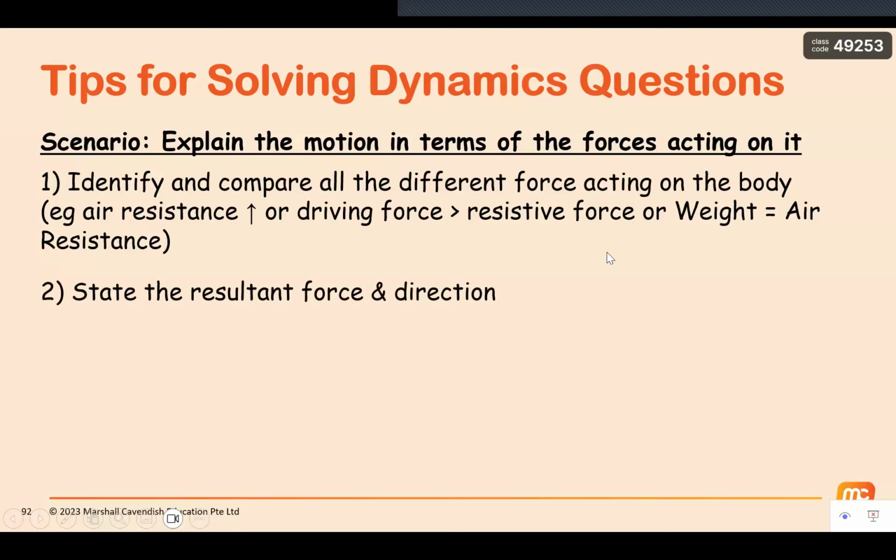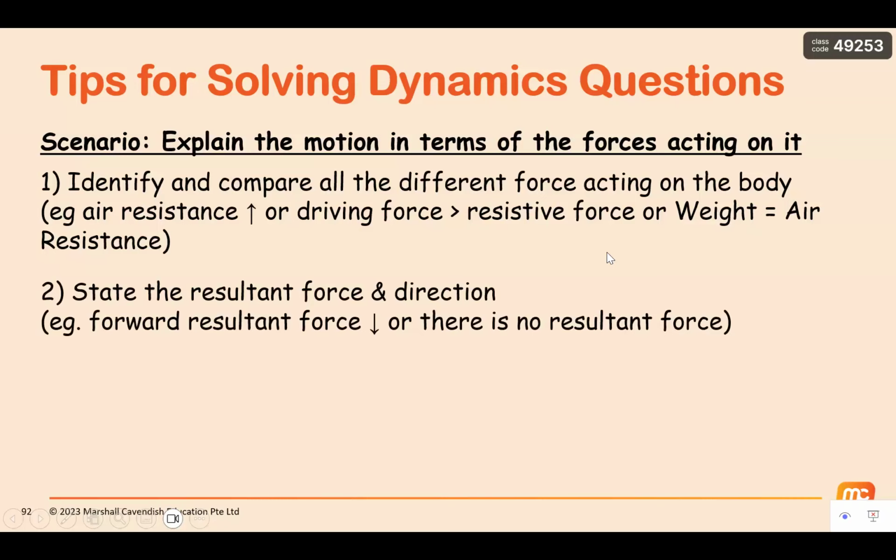Then after I mention all these individual forces acting on the object, step number 2, I need to state, as a result of all these different forces, do I have a resultant force or not? And if I have a resultant force, I need to state the direction. For example, there will be a forward resultant force, or the forward resultant force will decrease, or there is no resultant force.